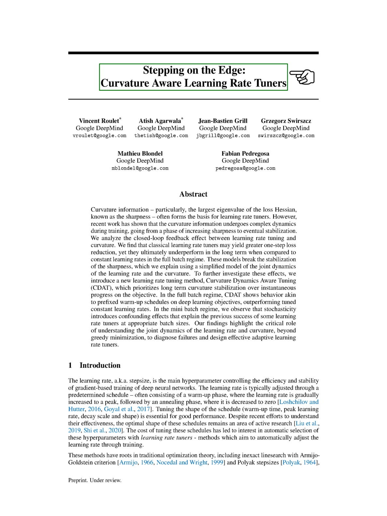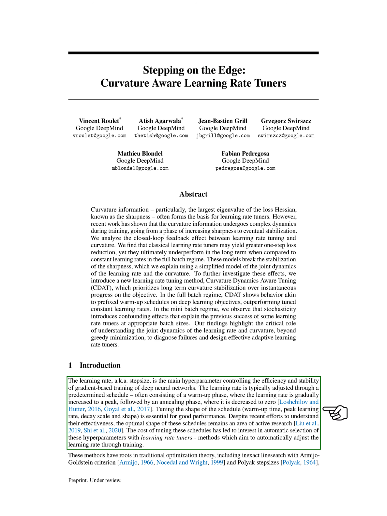Section: Introduction. In this section, we delve into the significance of the learning rate, also known as step size, in controlling the effectiveness and stability of training deep neural networks using gradients. The learning rate is crucially adjusted during training through a specific schedule, involving a warm-up phase where it gradually increases to a peak, followed by an annealing phase where it decreases to zero.